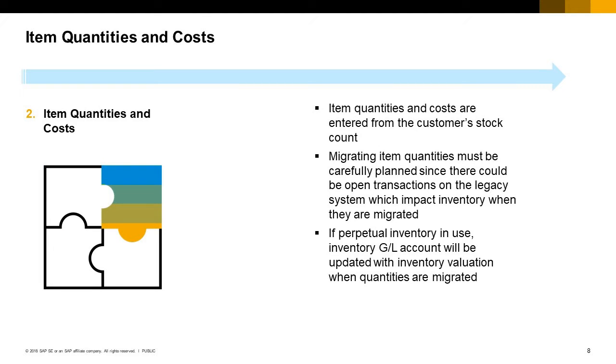Item quantities and costs must be entered into SAP Business One to reflect the legacy system. The customer should freeze operations on the legacy system, and perform a stock count first, so that item quantities are accurate. Migrating item quantities must be carefully planned since there may be open transactions on the legacy system which may affect inventory levels once they are carried over to the new system. For example, open deliveries which would release inventory. The item cost is used for calculation of inventory valuation. If the system uses perpetual inventory, the inventory GL account will be updated when the item quantities are migrated.